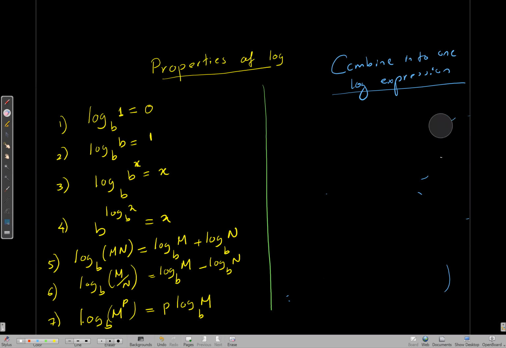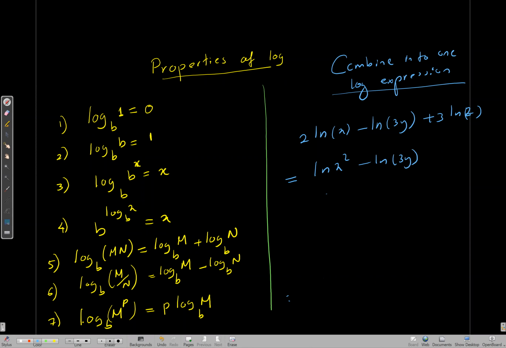How about this? 2 ln, again log base e, x minus ln 3y plus 3 ln c. Okay, I will do the first step. So ln x squared, power rule. I don't see any power in the second term. So ln c cubed. I want you to go ahead and choose any two.